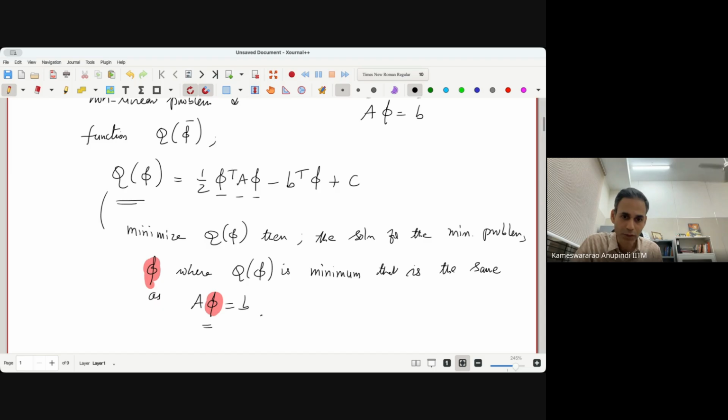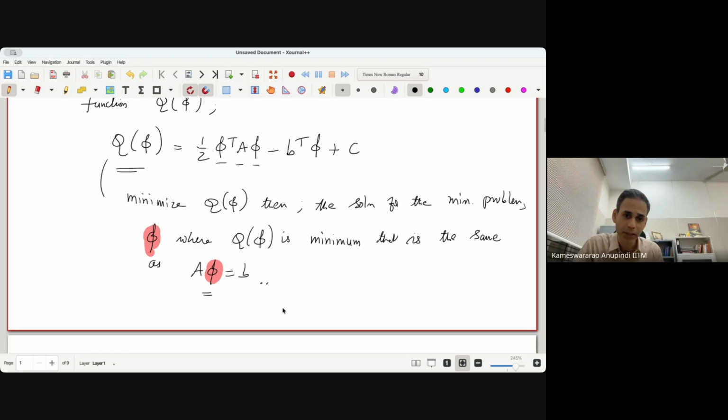Now, this looks quite interesting because we were asked to calculate phi from A phi equal to b, but we are constructing a function Q, which is a function of the vector phi, equal to half of phi transpose A phi minus b transpose phi plus c. If I can solve the minimization problem of this function, then the phi value where it is minimum is actually the solution phi, the same as phi equal to A inverse b, which we are looking for. That is quite an interesting thing.